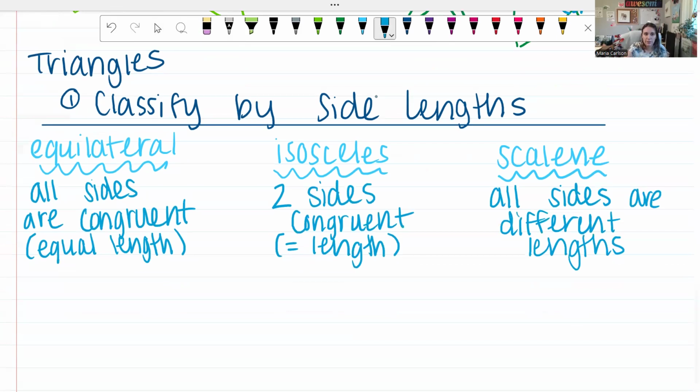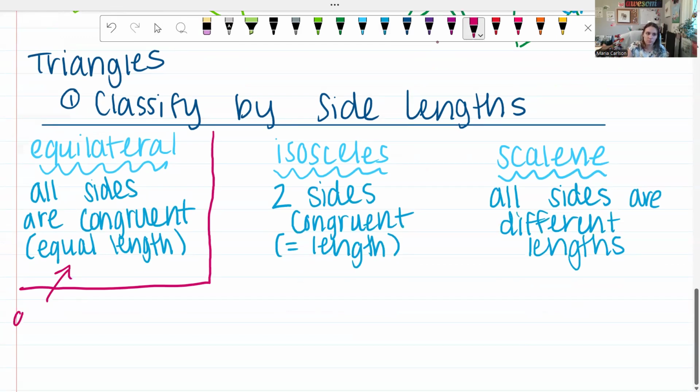So once we've determined whether it is equilateral, isosceles, or scalene, we can now look and classify by angles. If it is an equilateral triangle, that's pretty much its own case. Equilateral triangles also all have the same angles. So they are also equiangular, meaning all angles are equal.